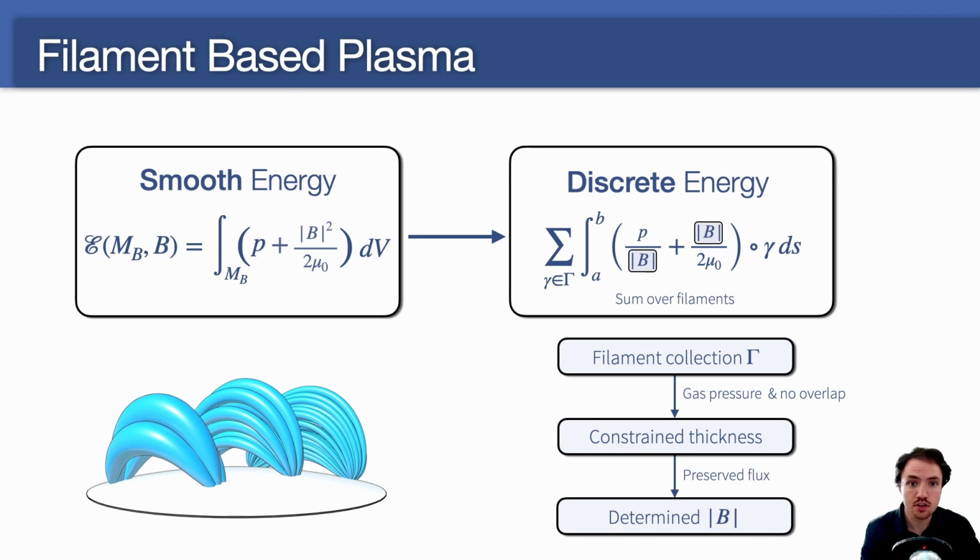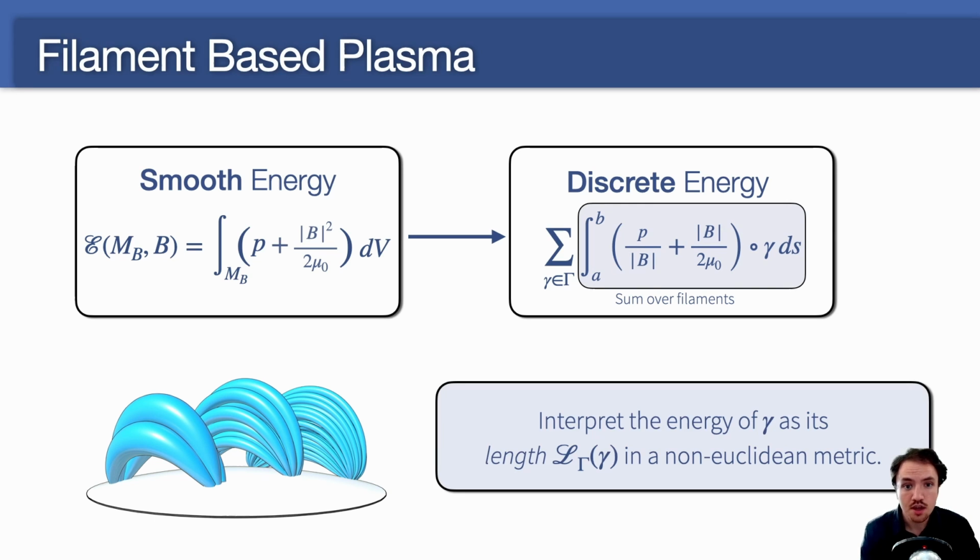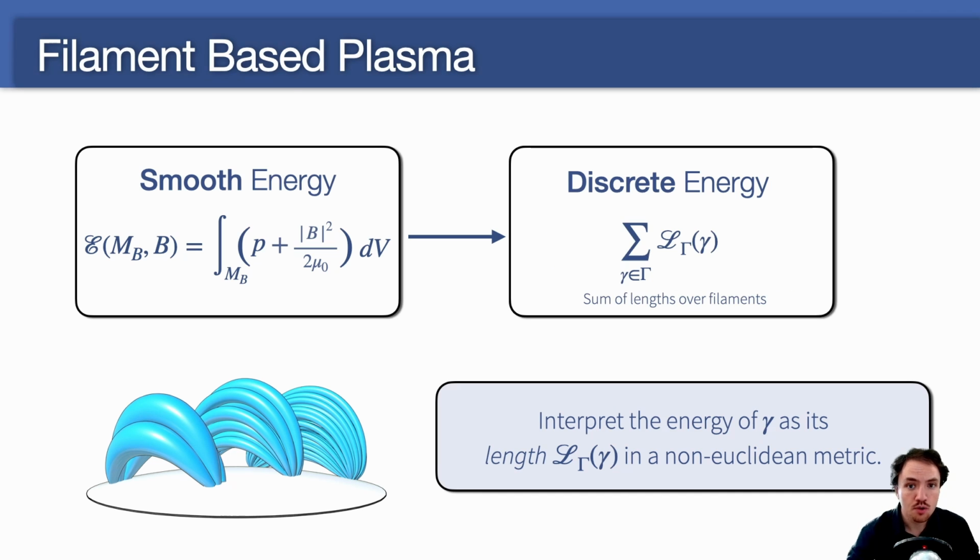Notice also the particular form of this integral. The filament description allows us to express this energy as a curve integral in the Euclidean metric. The way it is written, mathematically, it can also be interpreted as a length L in a non-Euclidean metric, which is spatially dependent on the terms inside of the integral. With this expression, we can simply write the discrete energy as the sum of length of the filaments with respect to the particular non-Euclidean metric, with the metric being dependent on the arrangement of the filaments gamma.